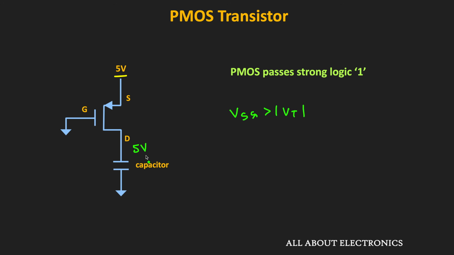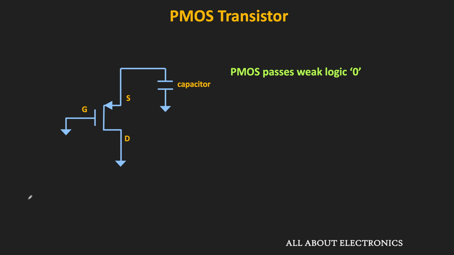That means this PMOS transistor passes strong logic 1, but at the same time it is weak to pass logic 0. So for example, let's say now the drain terminal is connected to the ground terminal while the capacitor is connected at the source terminal, and let's assume that the initial voltage across the capacitor is equal to 3 volt. So now whenever this Vg is equal to 0, then this Vsg is more than the threshold voltage, and because of that this PMOS will conduct and it will try to bring down the voltage of this source terminal to the 0 volt. That means now the capacitor will start discharging.